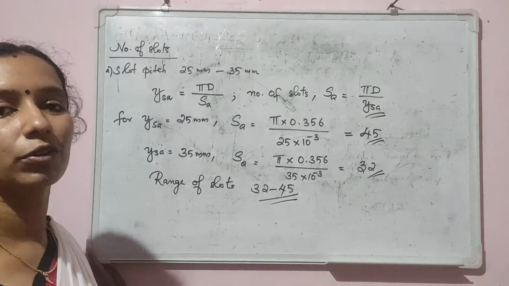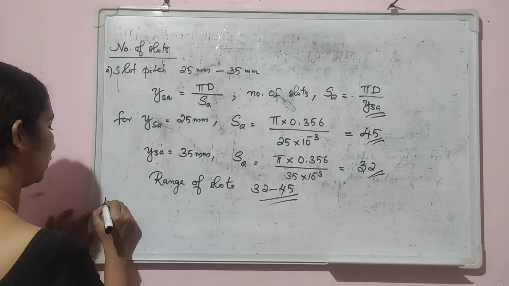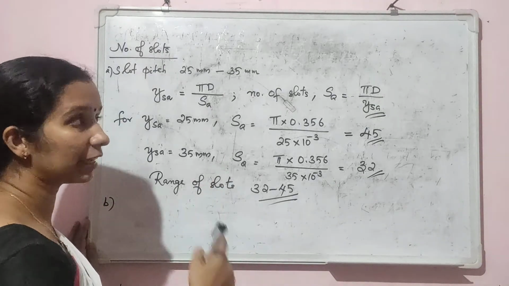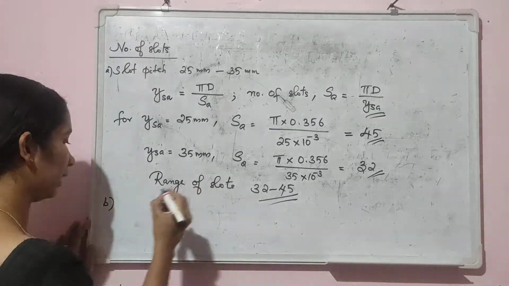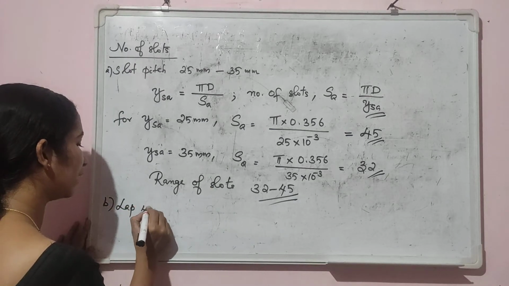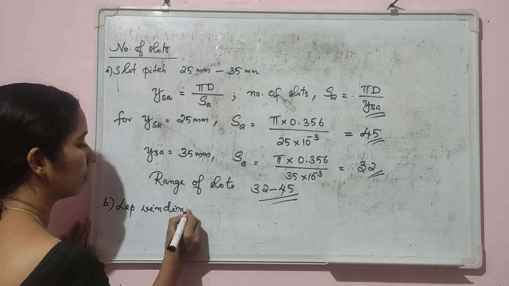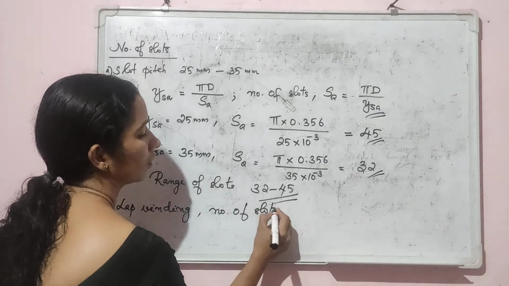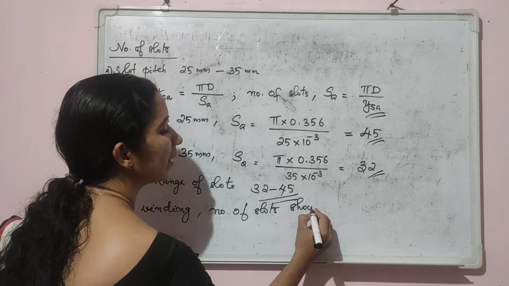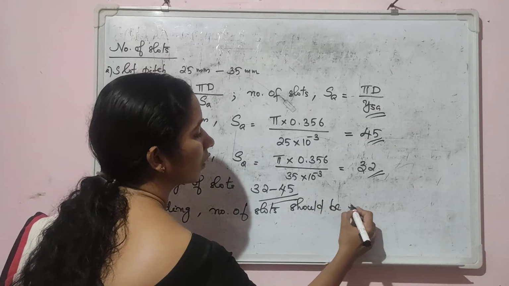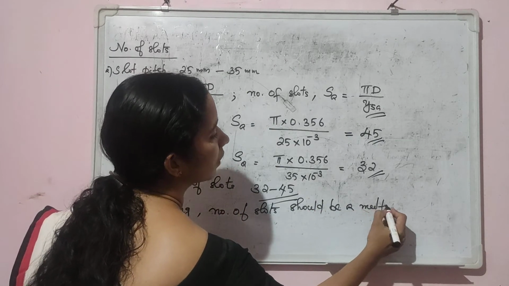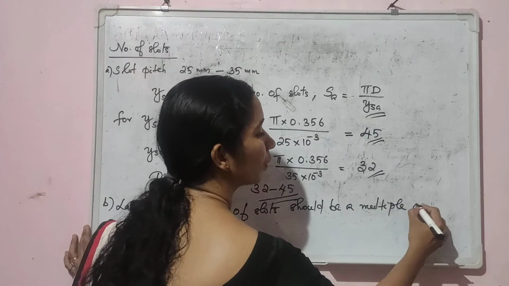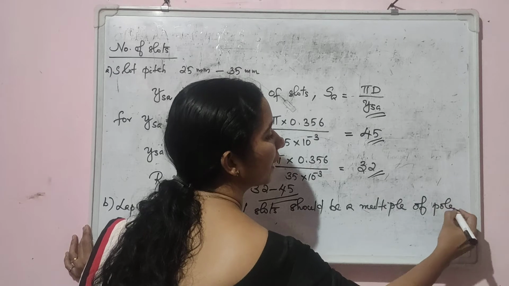So now let us go for the second guideline. The second guideline that we have to use is that we have selected a lap winding, and for a lap winding, number of slots should be a multiple of pole pairs. Number of slots should be a multiple of pole pairs.